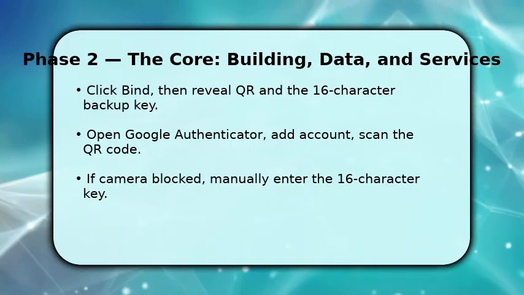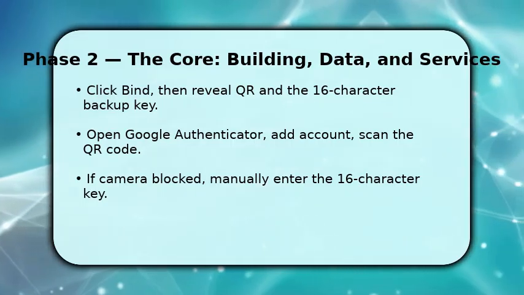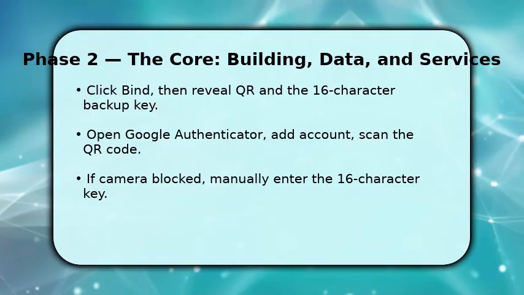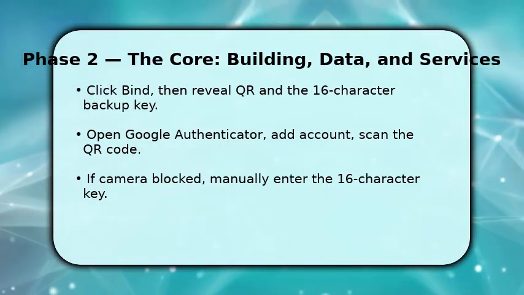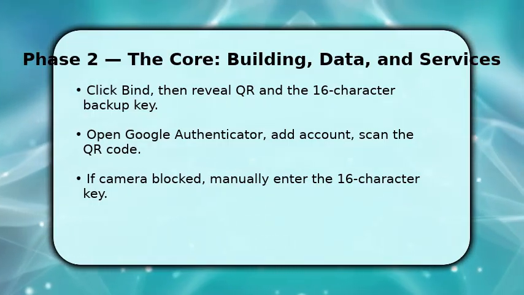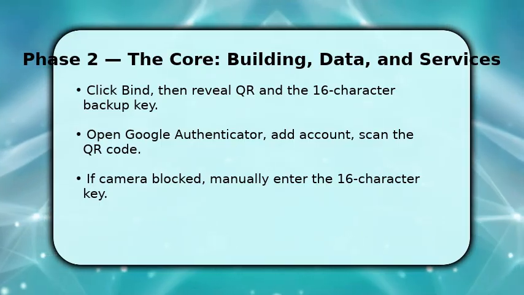If scanning fails, tap Enter a setup key and type the 16-character code manually. Once added, the app will show a 6-digit rotating code. Write down the backup key before you proceed to the next confirmation step.